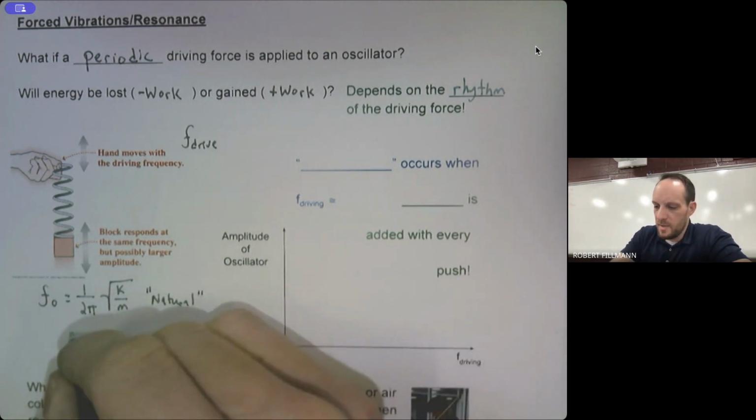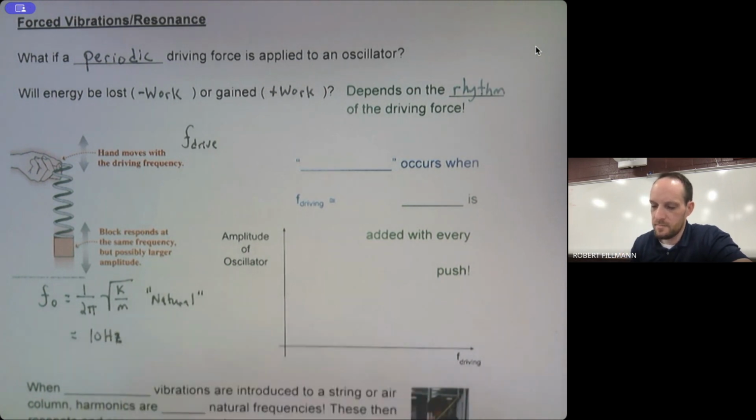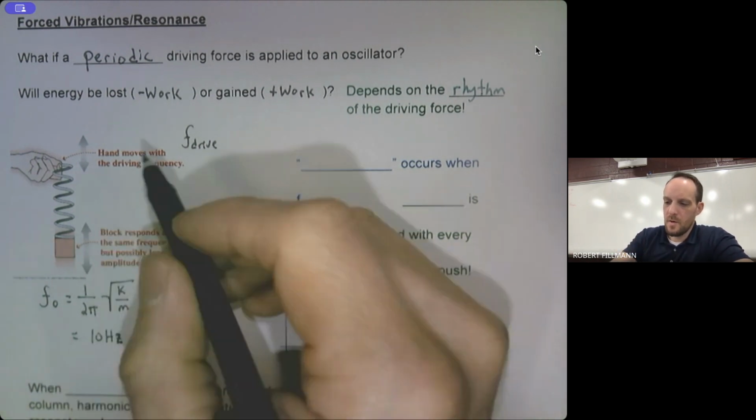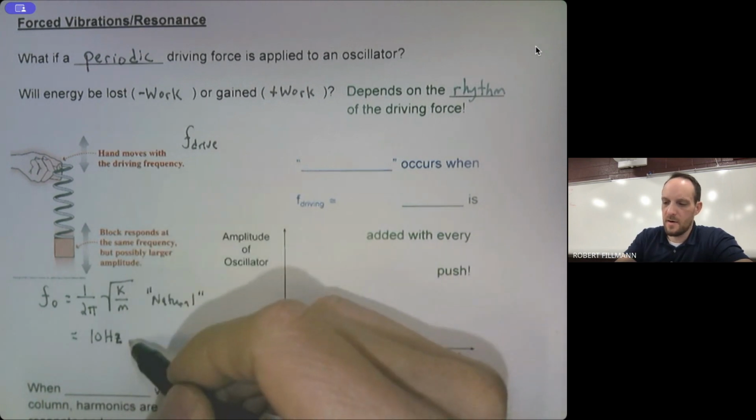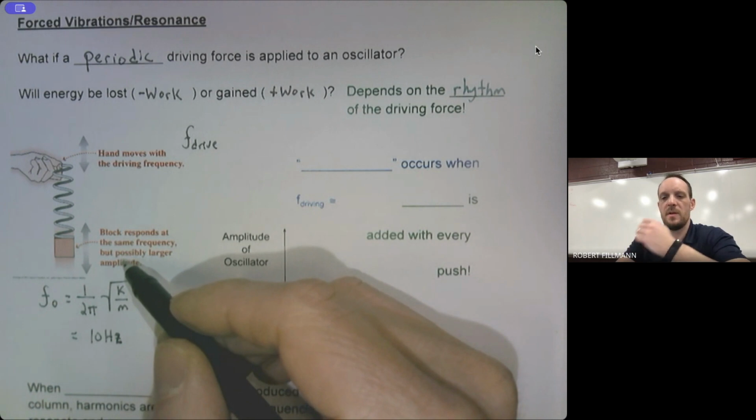And let's just make up a number. Let's say this particular spring mass system wants to oscillate at 10 hertz. It doesn't want to oscillate slower. It doesn't want to oscillate faster. So if you wiggle your hand up and down at 10 hertz, you're going to really make this thing happy. And every time you push, you're going to be in rhythm with it. You're going to make it oscillate.